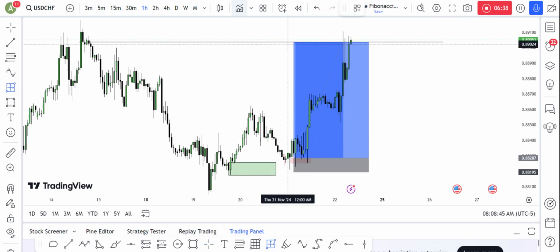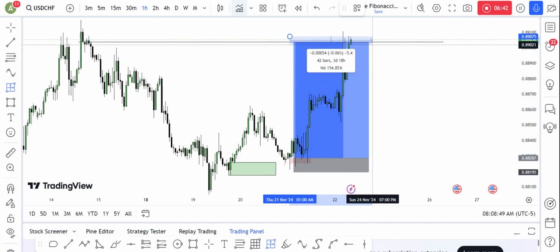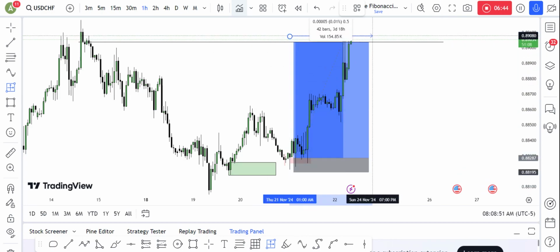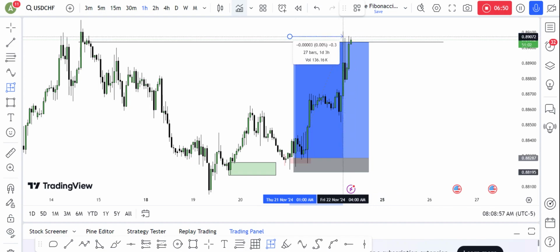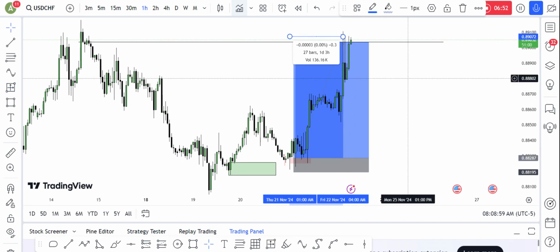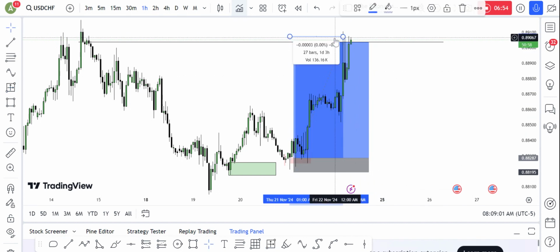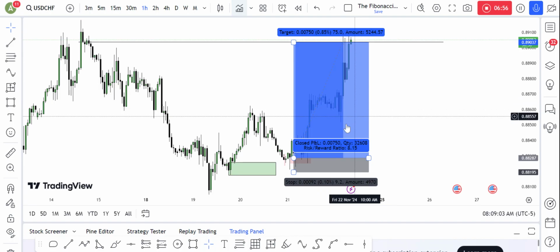So how much time did I wait for this trade? How many hours long was this trade? This trade was almost 43 bars, 1 day and 7 hours. So my TP was eventually hit here. So it was a 1 day and 3 hour trade. So you can test your patience, in this sort of trades it also gets a lot of trade.